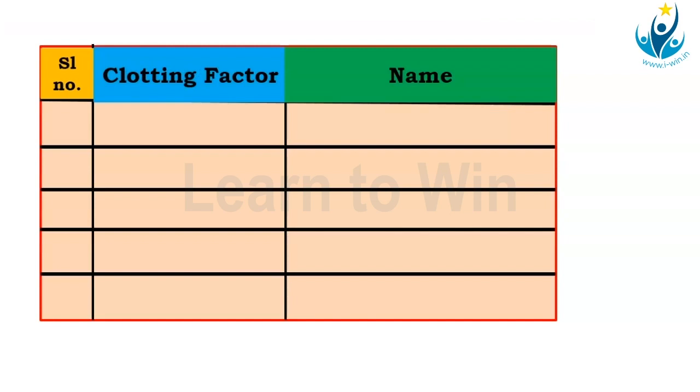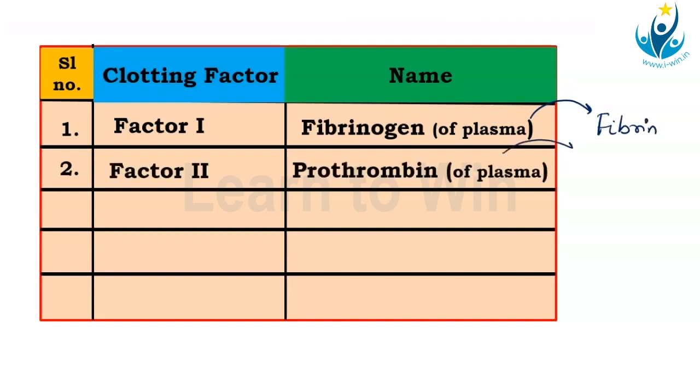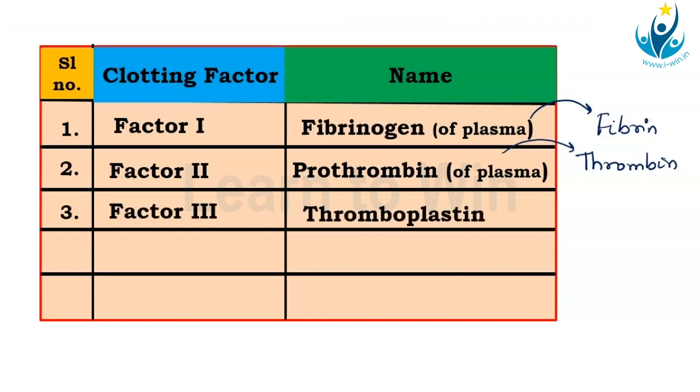So we have seen them. Now we are going to know their names. Factor 1 is fibrinogen. The active form of fibrinogen is fibrin. Then factor 2 is prothrombin. The active form is thrombin. Then factor 3 is thromboplastin.